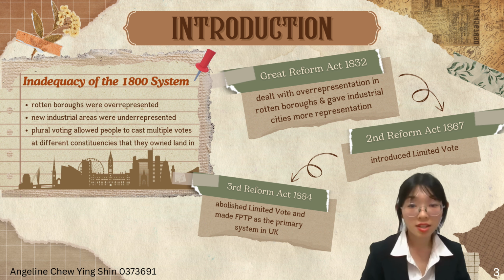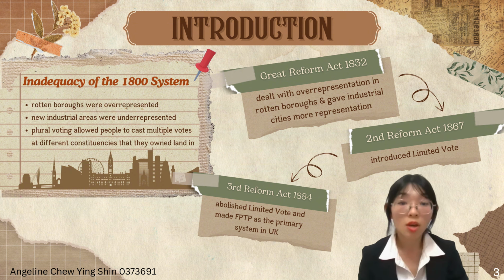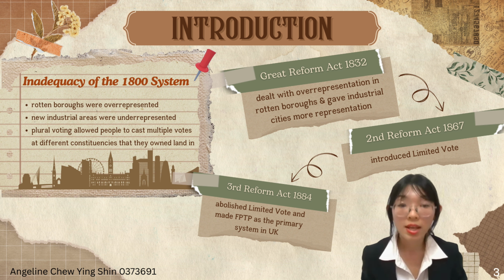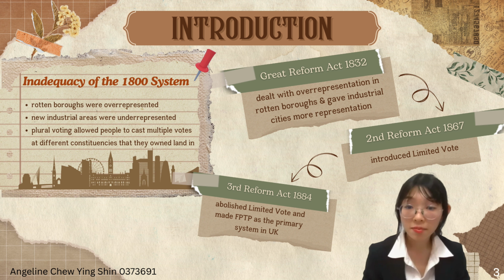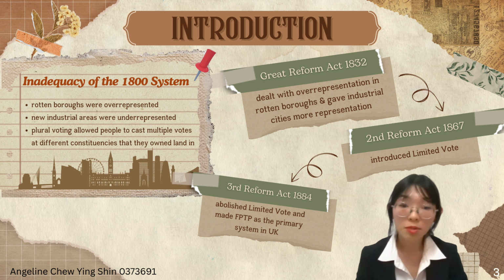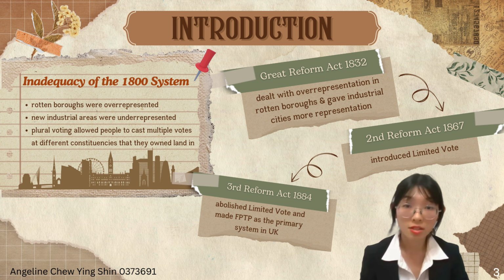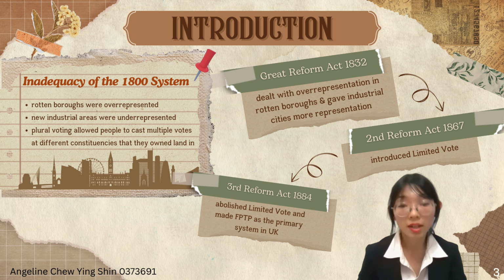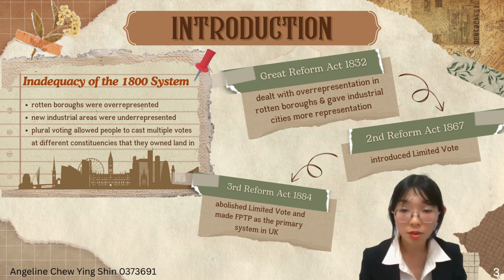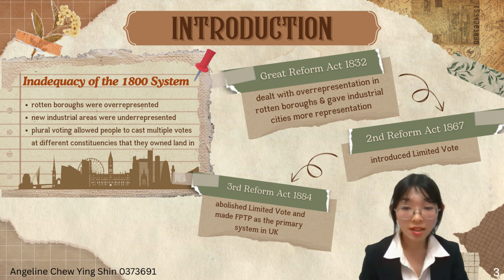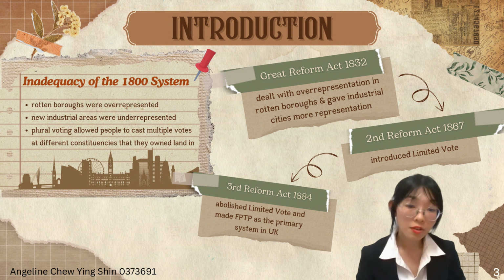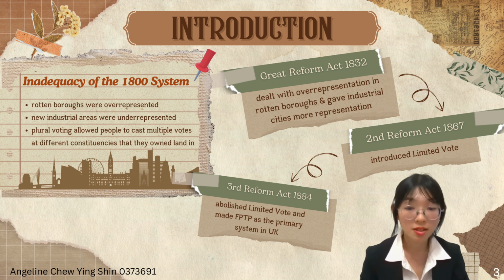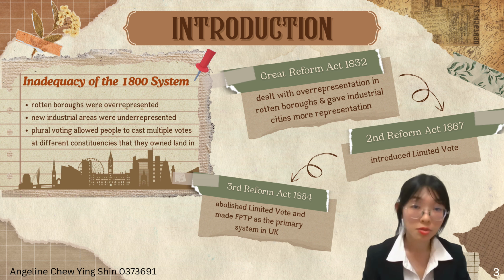This imbalance of representation was later compensated in 1832 when the Great Reform Act was passed. The 1832 Act addressed the issue of rotten boroughs and gave representation to new industrial cities. The 1832 Act, however, maintained plural voting and did not introduce equal-sized constituency. Thus, the limited vote was introduced through the passing of the Second Reform Act in 1867, whereby electors' votes needed to be one less than the numbers of seats that needed to be filled. The Third Reform Act then went on and abolished limited vote and established the first past the post system as the dominant electoral system that should be used in the UK.